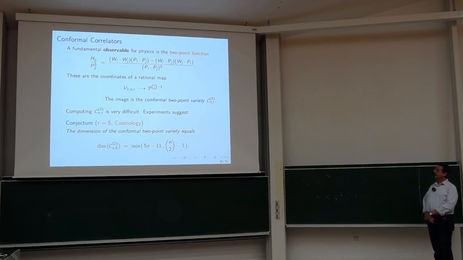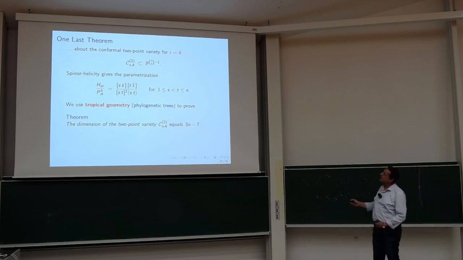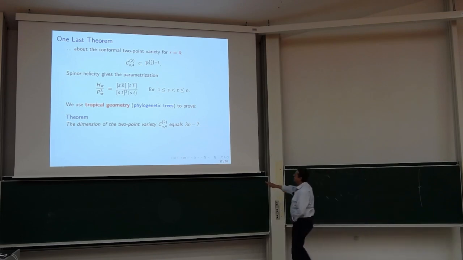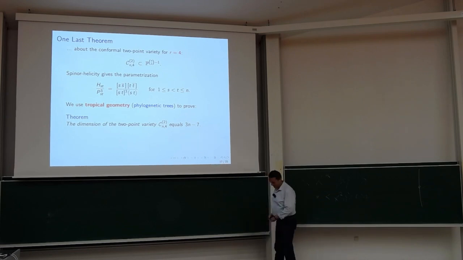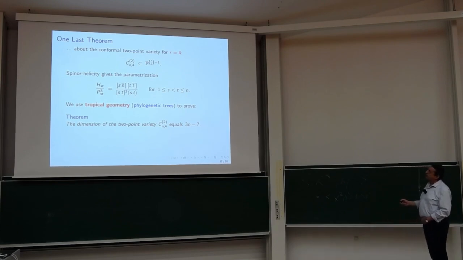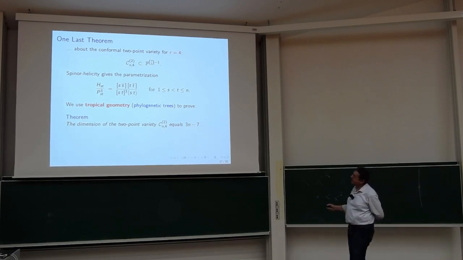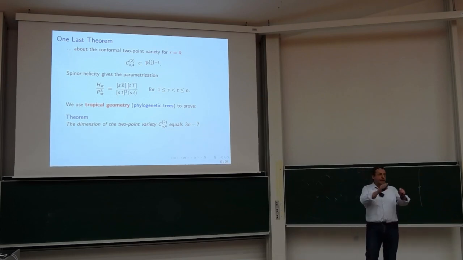However, if we go down to r equals 4, then spinor helicity helps us one more time. So it's one more theorem. This is the last theorem in this talk, on slide 17 of 20. And I have 8 more minutes. Okay. So let's talk a little bit about the conformal two-point variety C2N4. From the spinor helicity formulation, the two-point function has this parameterization as a Laurent monomial in the brackets. Right? Remember, these are the S's and S bars.